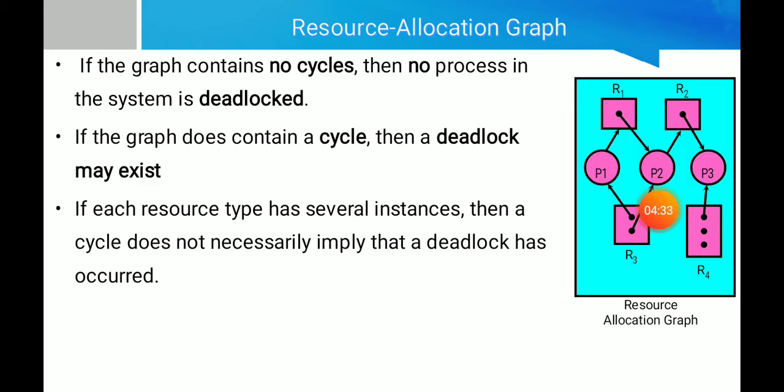Now, for what reason are we using the resource allocation graph? To detect the deadlock. In the graph, if there is no cycle, meaning you start from one point and never reach that point itself again, then there is no deadlock. No cycle, no deadlock. But if there is a cycle, then there may or may not be a deadlock. So in simple terms, if there is a cycle, there may or may not be a deadlock, and if there is no cycle, it is confirmed that there is no deadlock.